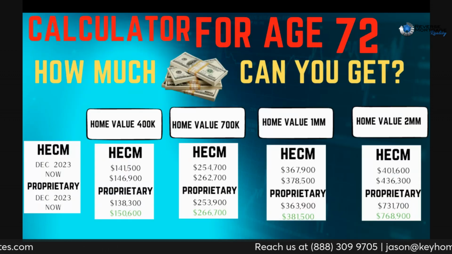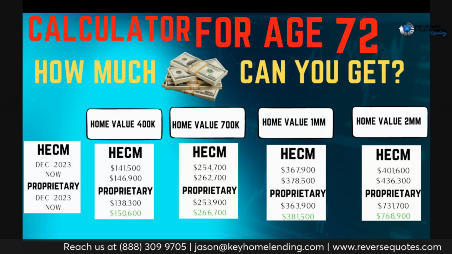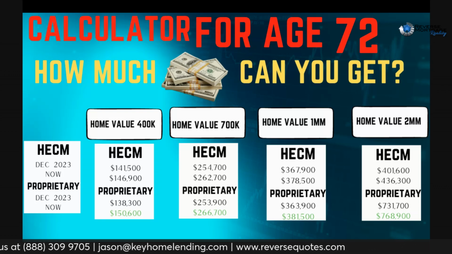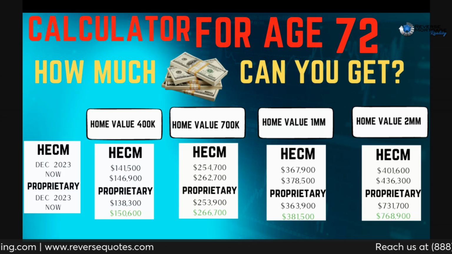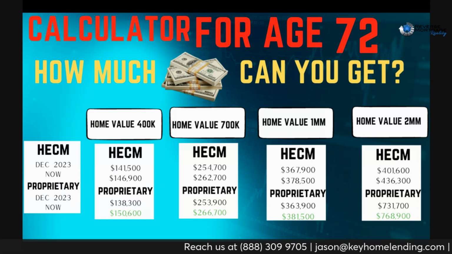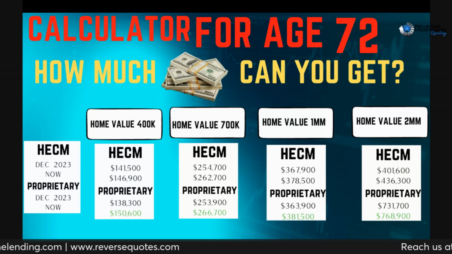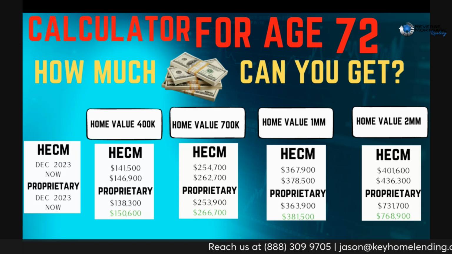All right, let's do 72. HECM, winning now. All the way up, 400, 700, $1 million, $2 million. HECM is, look at this, $2 million, 401 to 436. $1 million, 367 to 378. You can read. $400,000 on the proprietary, it's up 12. It's up 13. It's up 18. It's up 30 something. So you can see that, again, over time, we're winning now. We're doing a lot better now than we were 8 months ago.